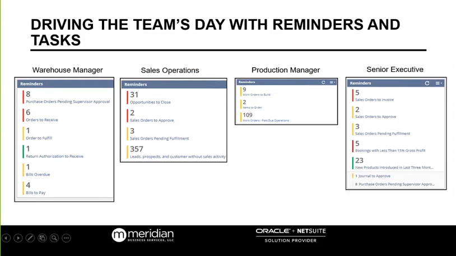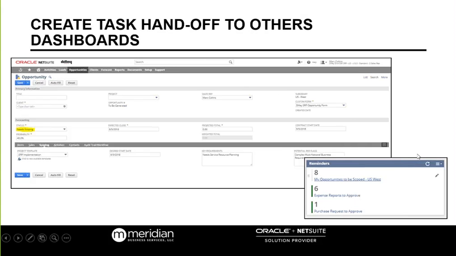And then the senior executive is commonly managing by exception, so bookings with less than 15% gross profit. Those are the ones I want to bubble up to my dashboard as a senior executive, so I'm aware of those issues before they become a bigger issue. Maybe it's a new salesperson who's selling for less than we should, and we want to make sure we resolve that before our margins drop off too far.